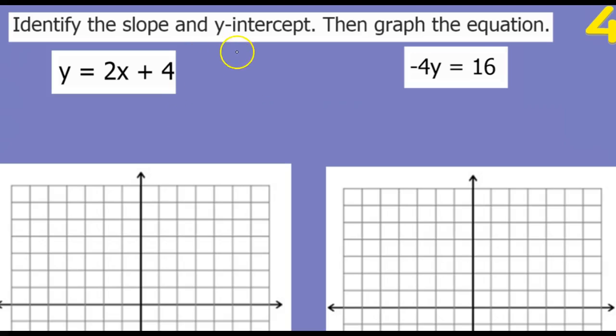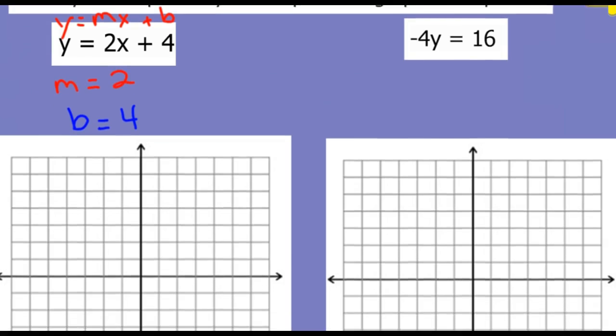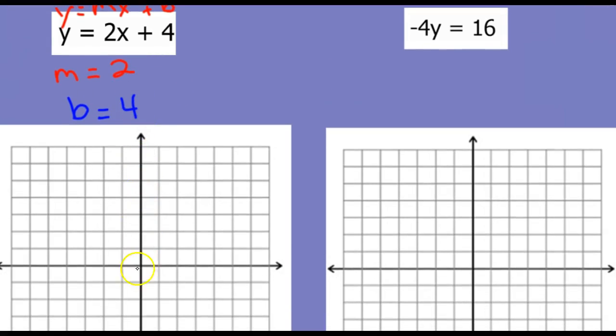Alright, now it says identify the slope and the y-intercept, then graph the equation. Well, we have y equals mx plus b. Our m comes before the x, so that's 2. And our b is what's left, which is 4. So we know the y-intercept is going to stay on the y-axis. So we can start by going 1, 2, 3, 4. Our b we can think of as the place to begin. And then the m is how we move.